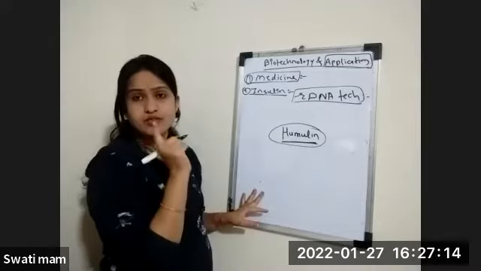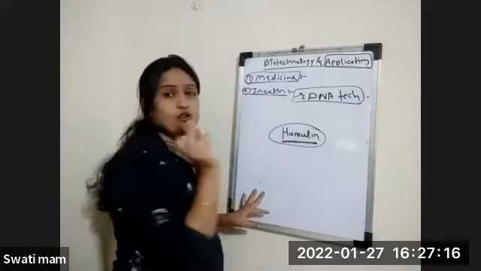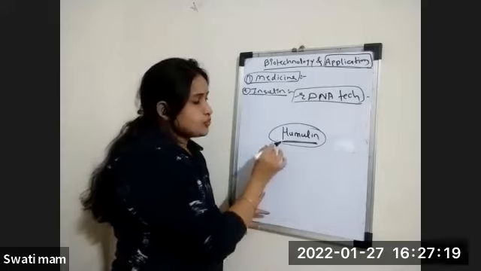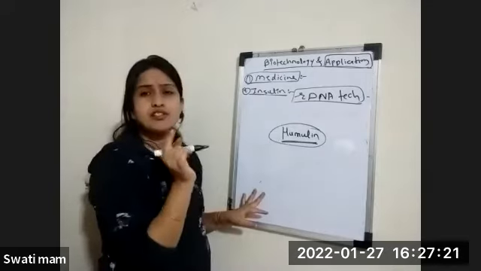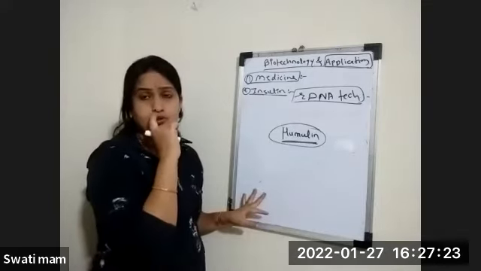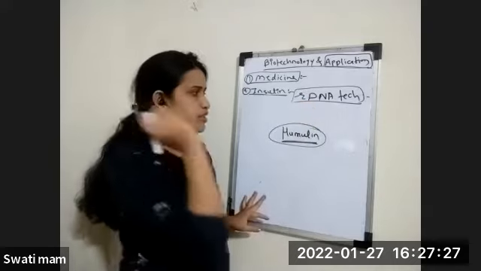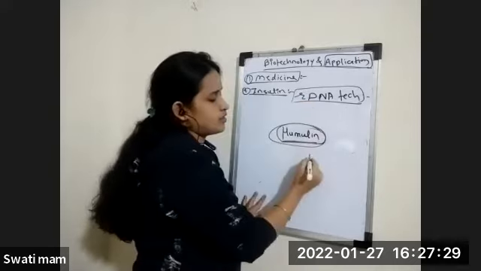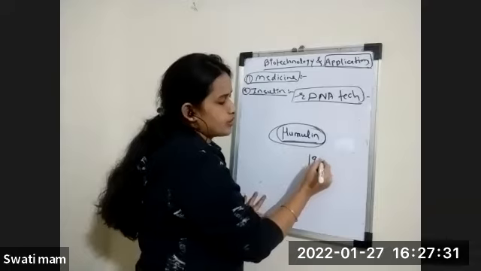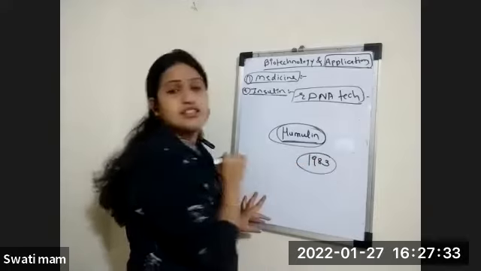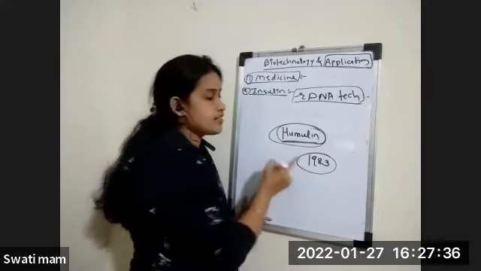What is the name of that insulin? Always remember it for NEET. Humulin is the first artificial insulin produced in the laboratory by using rDNA technology. And this Humulin insulin was made in the year 1983.